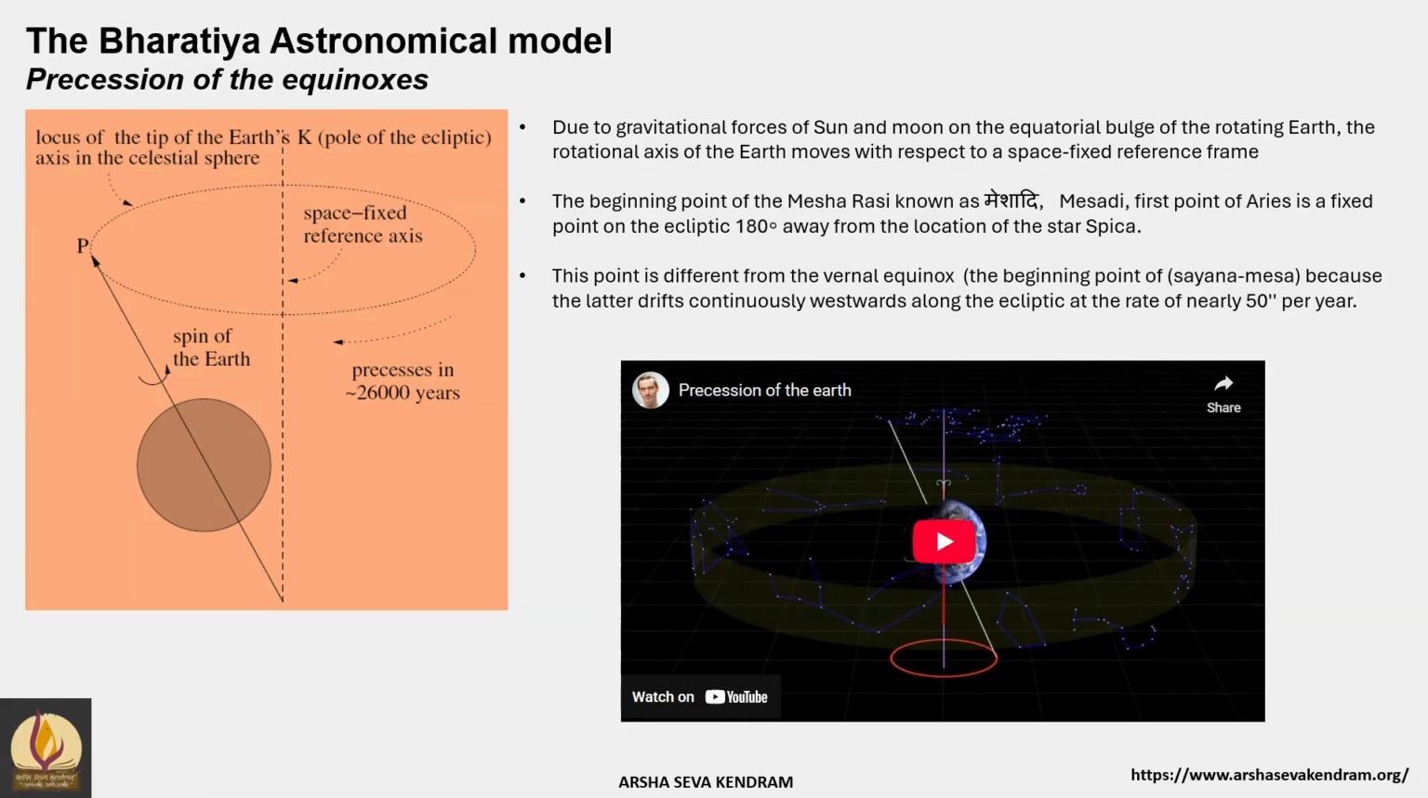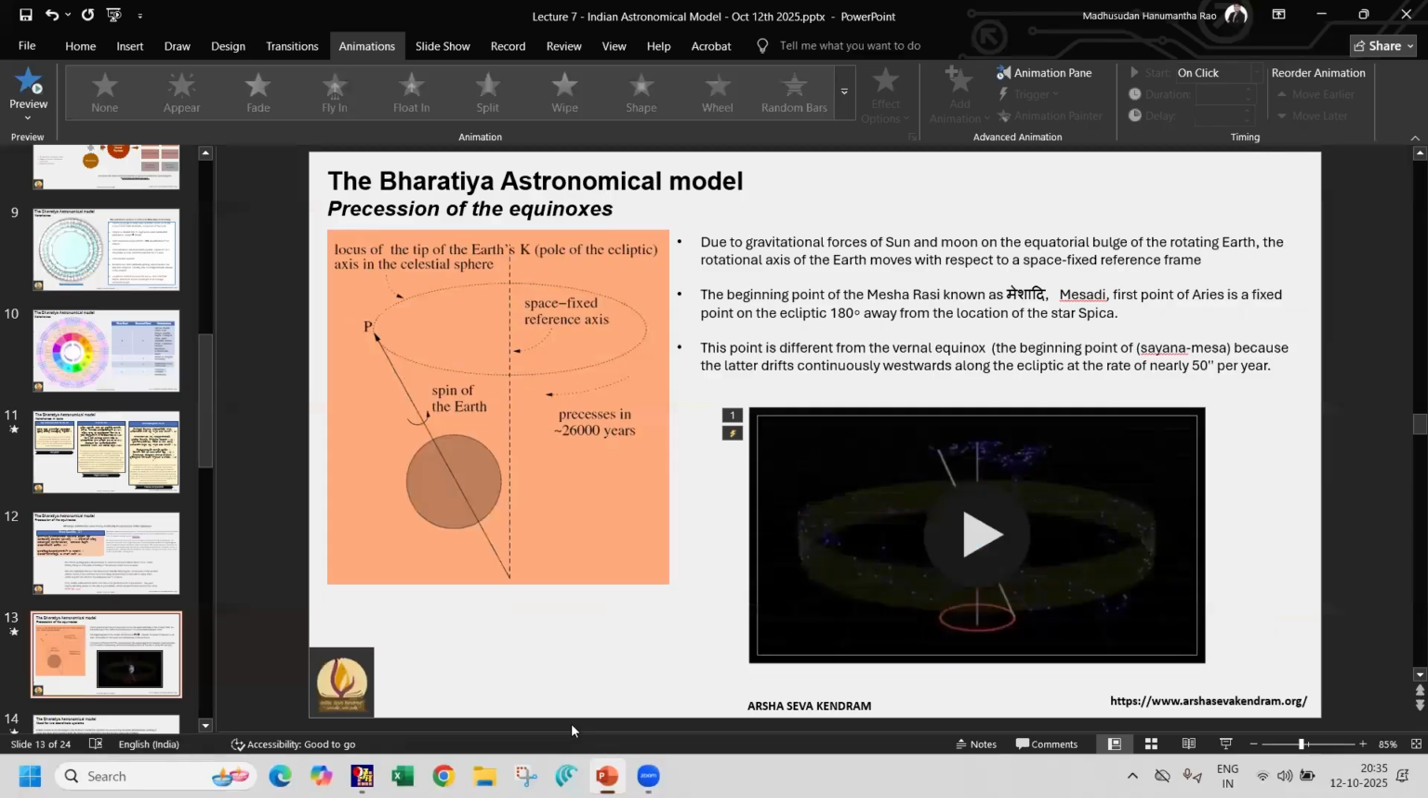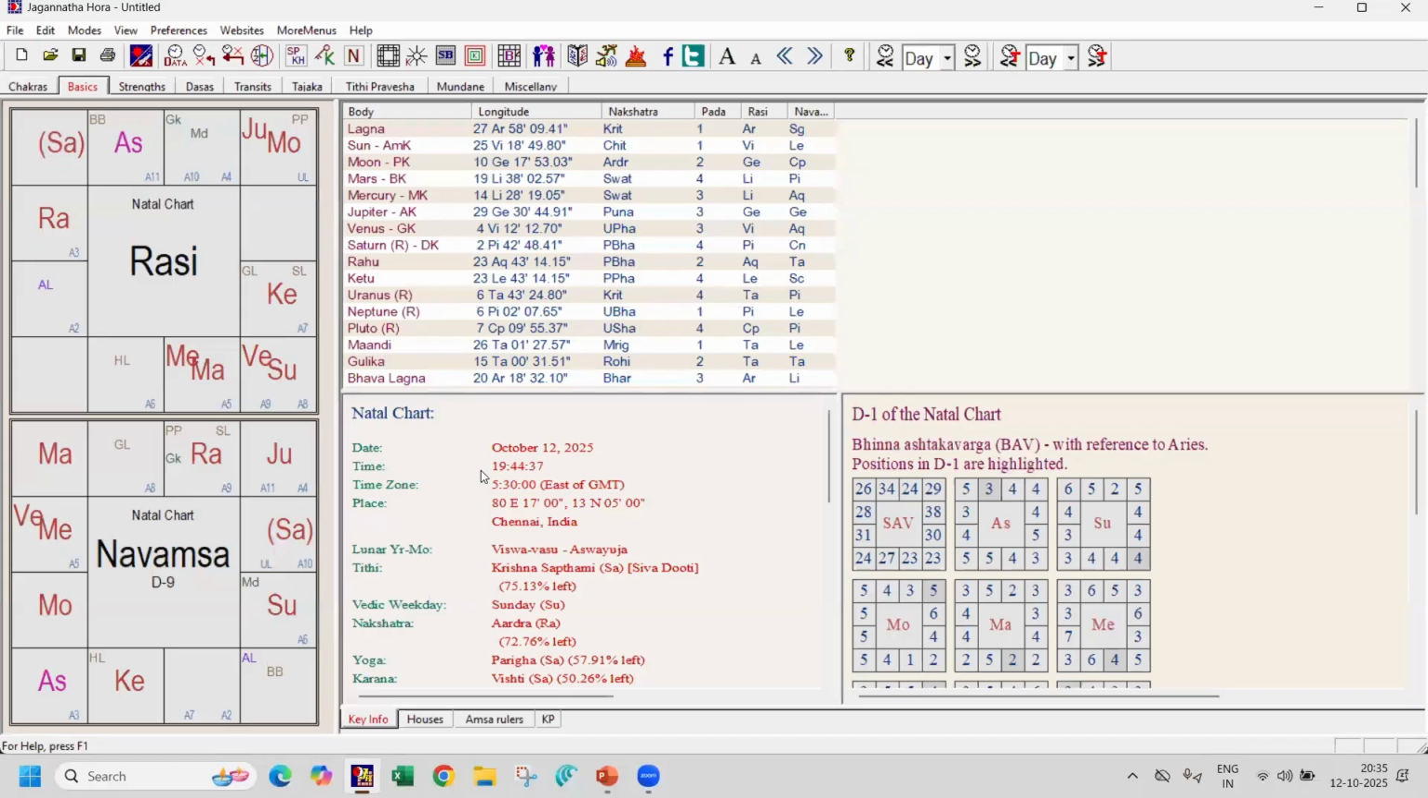Although it is happening at a rate of approximately 54 arc seconds per year, we don't notice that obviously in the time scales that we live. But over a larger period of time, it makes a significant difference, right? Now, I just wanted to quickly illustrate that point as well.